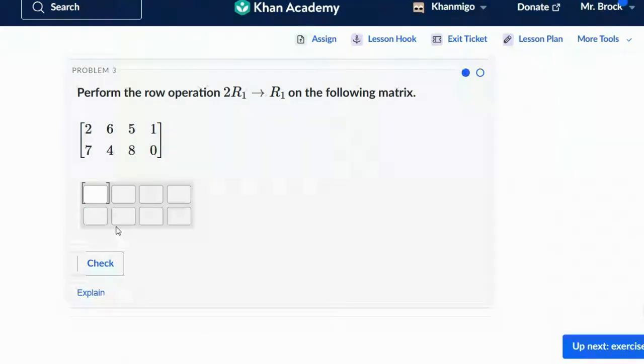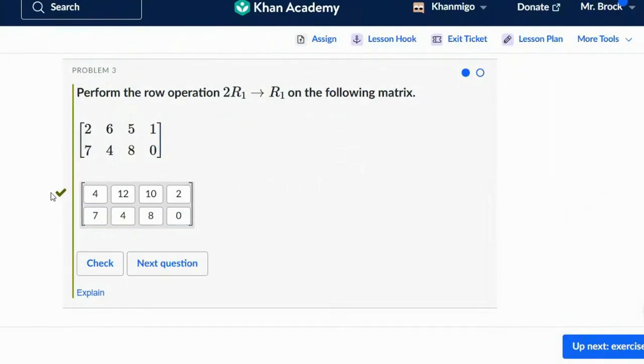What would our first row be after doing 2R1 becomes the new R1? Put those numbers in the chat. Fortunately, the math they're asking to do is like first, second grade, right? We just have to multiply by 2. So it's 4, 12, 10, 2. Great job, guys. What happens to the second row? Nothing. It didn't say to do anything. So we just put the second row exactly like it was. Check. Perfect.